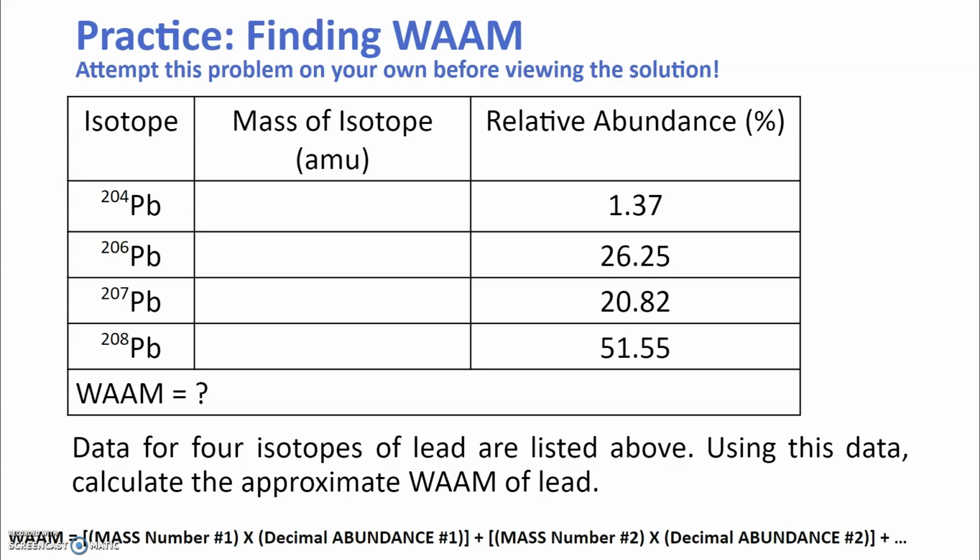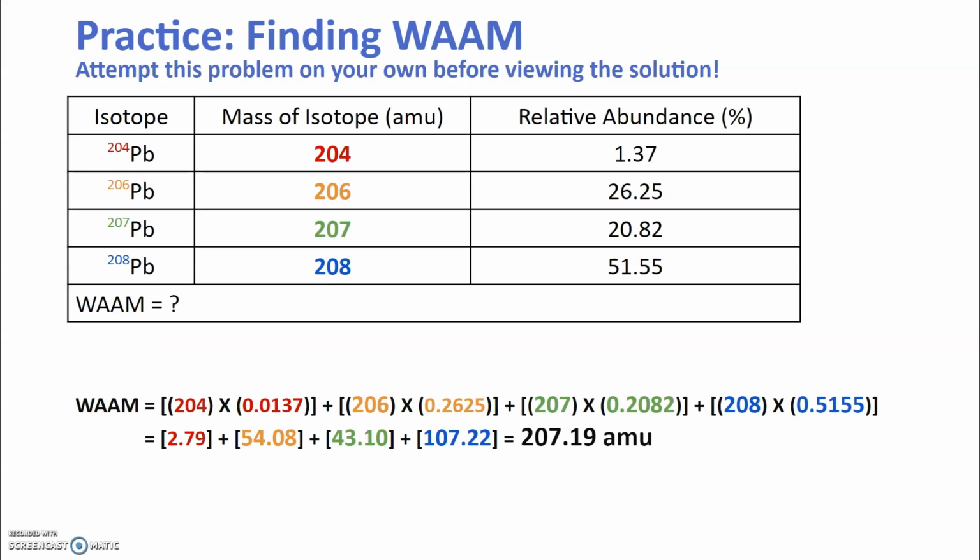Okay. So whenever you're finding the WAAM, you can always double check your answer by looking at the periodic table. And so if we look at the periodic table, it says that the weighted average atomic mass for lead is about 207. And so we're hoping that our answer came in around that ballpark.